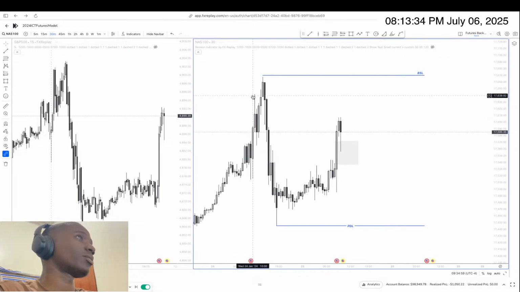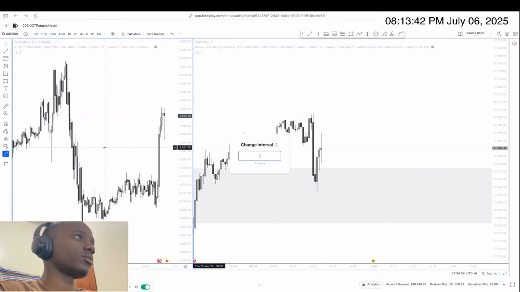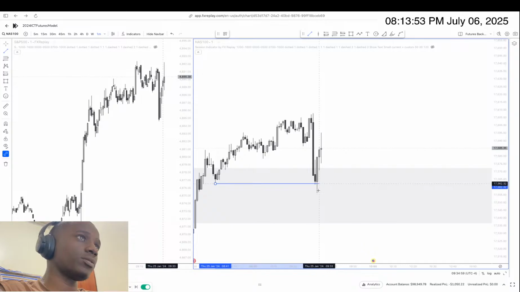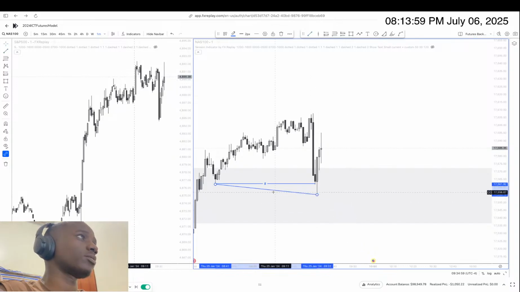And the 5 minute took out some lows here. Let's see if there's some crucial lows. On the 1 minute here, also took out these lows. From this low to here we have some kind of SMT. So we have this sweep here, and we've got this SMT from here to here with ES.